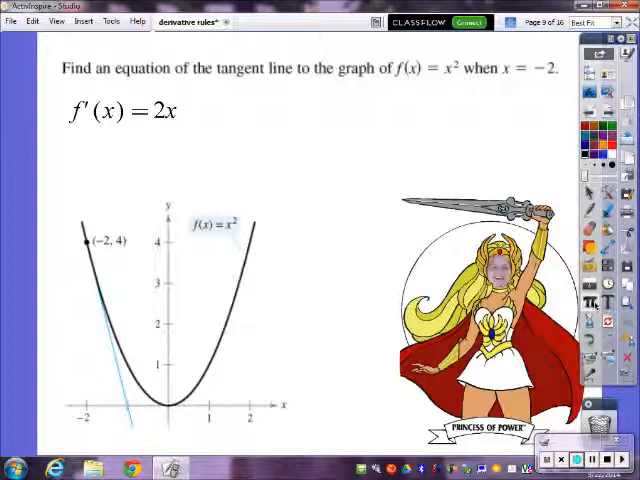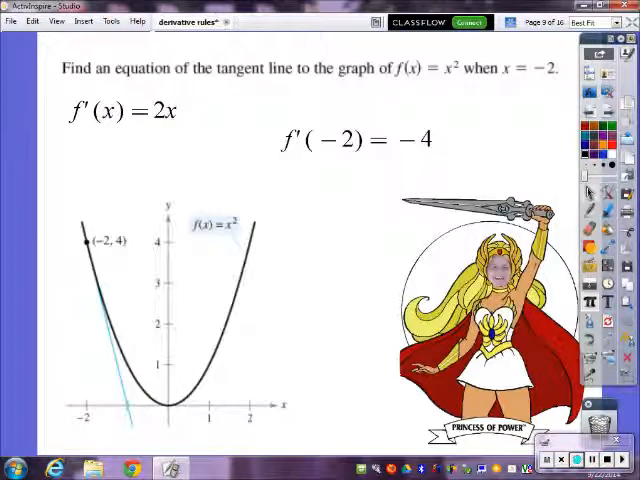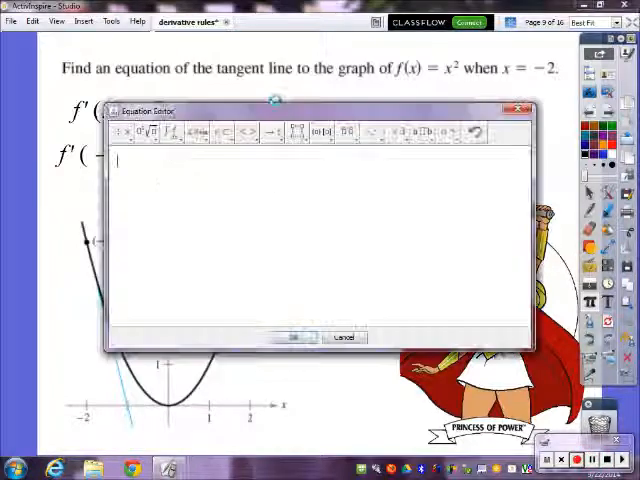And then when I want to find the slope at x equals negative 2 to create the equation of the tangent line, I would evaluate f prime of negative 2, which would be negative 4. So that's my slope, but I need an equation, so I need a point. Well, I know x equals negative 2, but I got to know what the y value is. So I would evaluate f of negative 2, not f prime, to get the point, the y value, which would be 4.